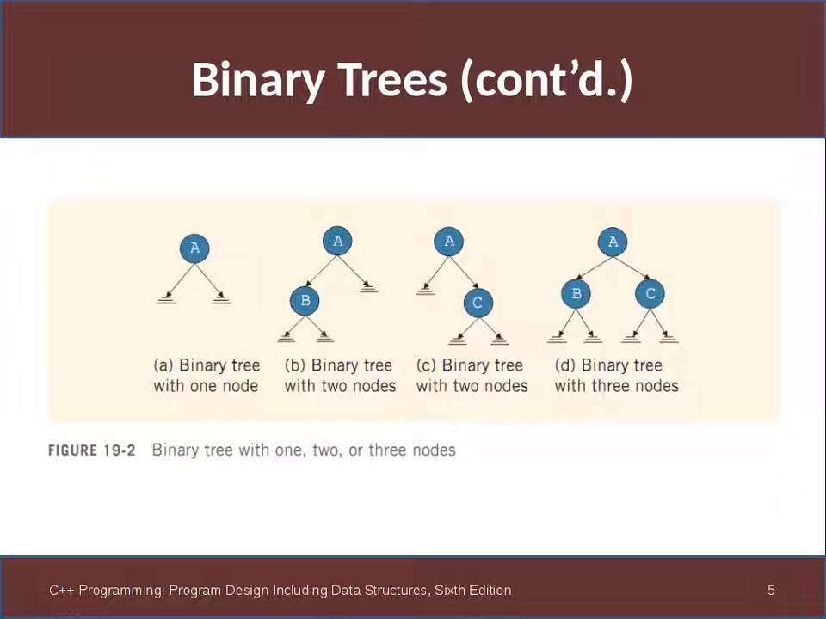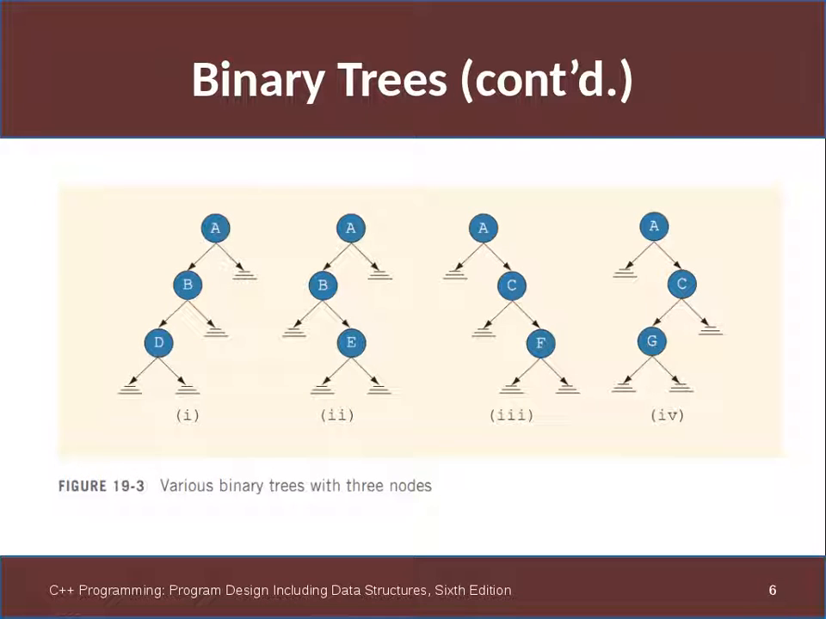All right, binary tree. So binary tree A is with one node. Everyone cool with that? Binary tree B is with two nodes. C is also with two nodes, but it's on the right. And then D is also a binary tree with three nodes, but it's on the right.